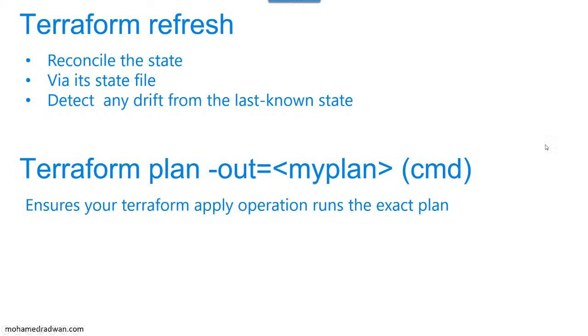Another point is working with Terraform plan out. It's just saving an execution plan with the out flag to ensure your Terraform apply operation runs exactly as it exists in the plan, instead of just leaving that to the apply, which can't guarantee the execution.